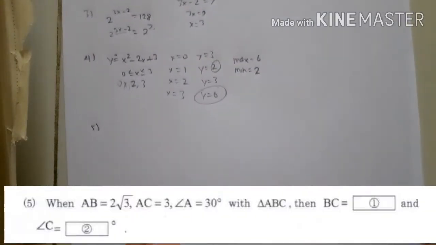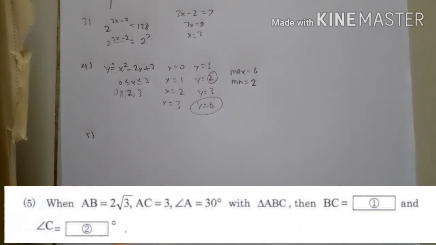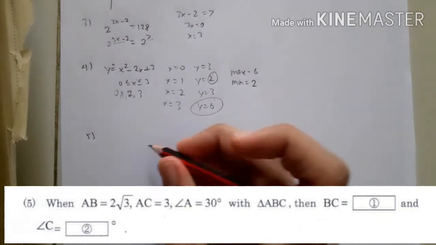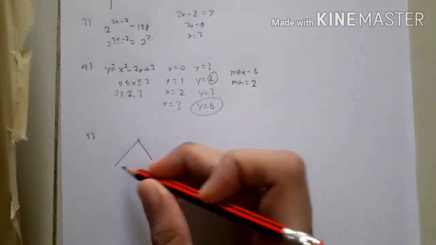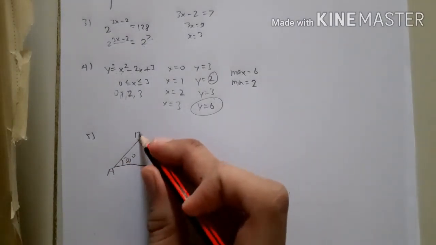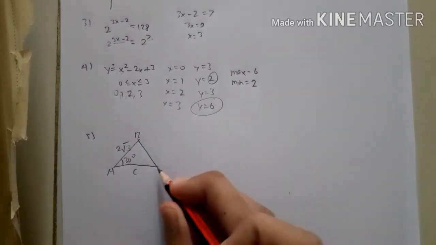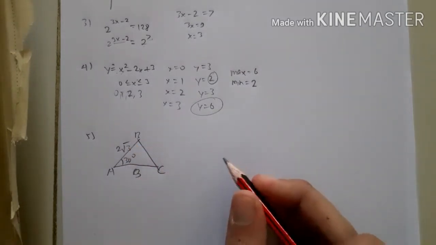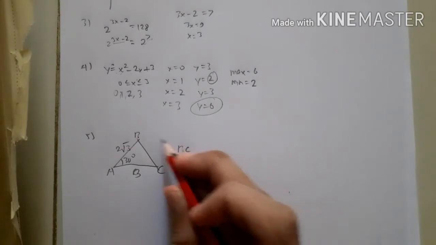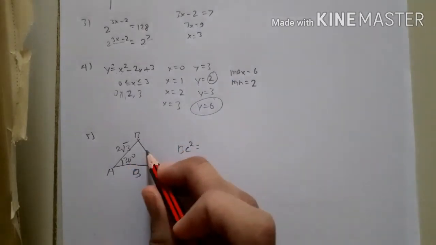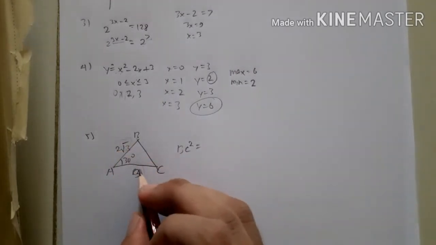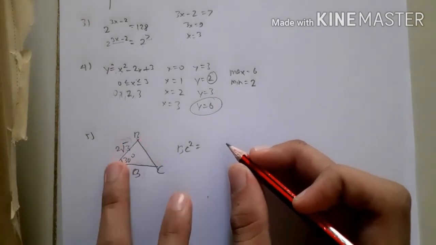Now for number 5, it says that when AB is 2 root 3, AC is 3, and angle A is 30 degrees in triangle ABC, then what are BC and angle C? So just draw a triangle, and let's say this is angle A with 30 degrees, AB is 2 root 3, and AC is 3. Now we can find BC with the cosine rule. So BC squared equals the sides beside the angle, squared, and so on.